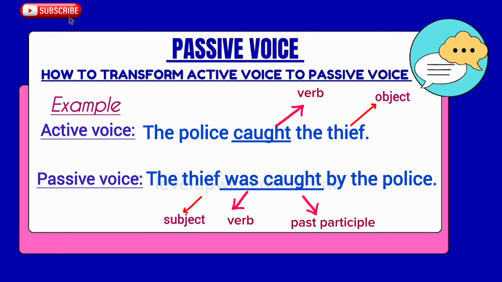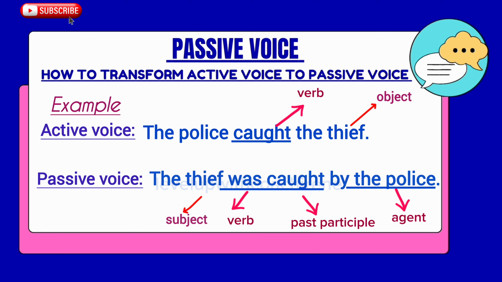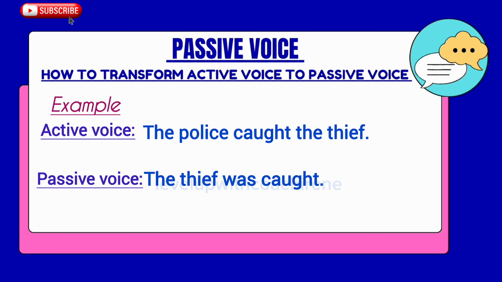To follow the passive structure, the agent, the police, is introduced with by, but it can be omitted if the doer is unimportant or obvious. For example, the thief was caught.